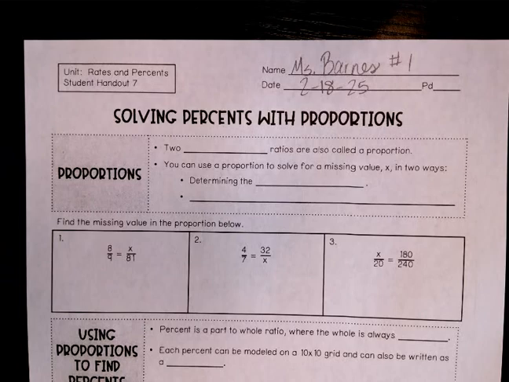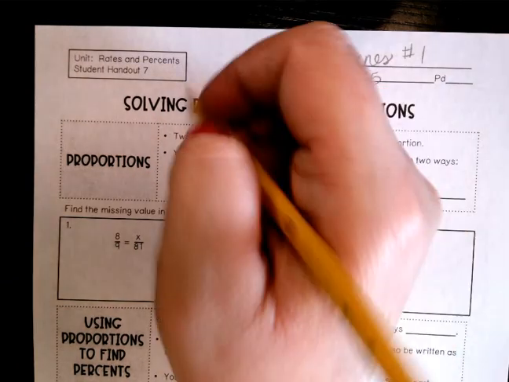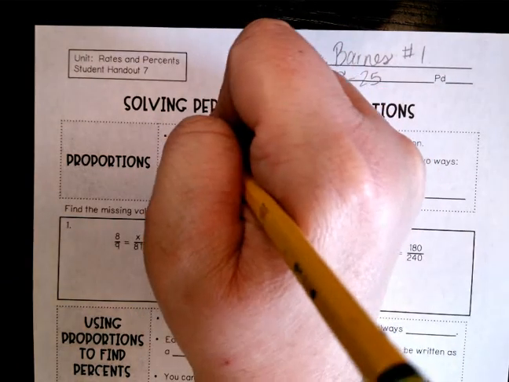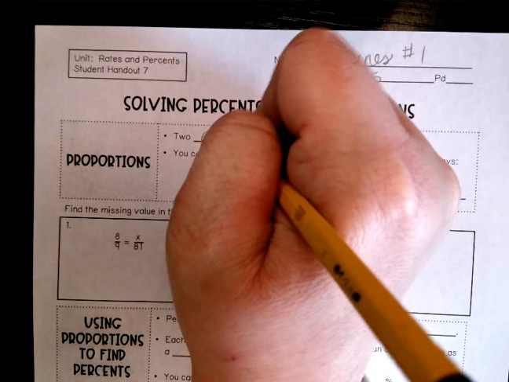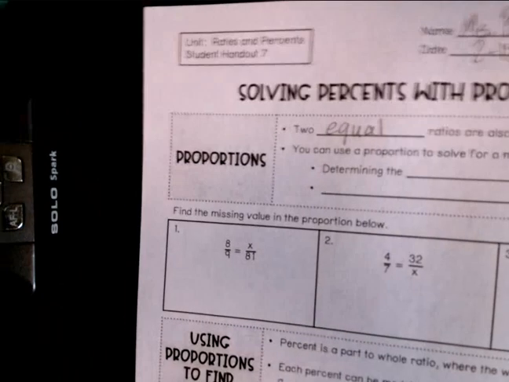So we're going to continue to talk about rates and ratios, but now we're going to dig a little bit deeper. We're going to use a ratio to express a proportion. So let's dive into that. Two equal ratios are also called a proportion.